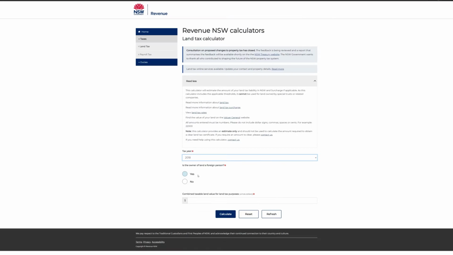Land tax is calculated on the total value of all your taxable land above the land tax threshold, not on each individual property. For example, if you own two properties with the unimproved land values of $300,000 and $220,000, then you'll be liable to pay land tax on the total value of $520,000. If the combined value of your land does not exceed the threshold, no land tax is payable. Each state government website generally has an easy-to-use land tax calculator, so make sure to check them out.